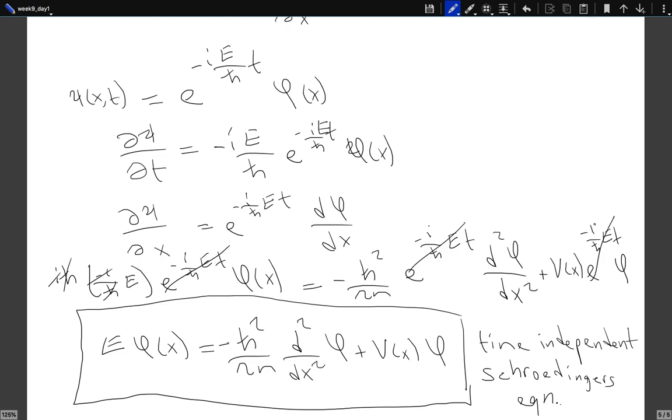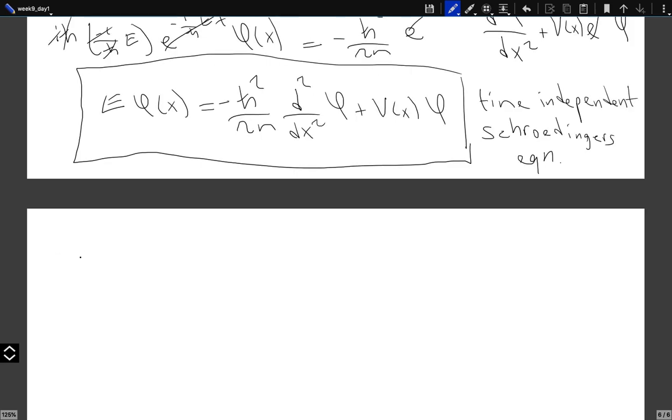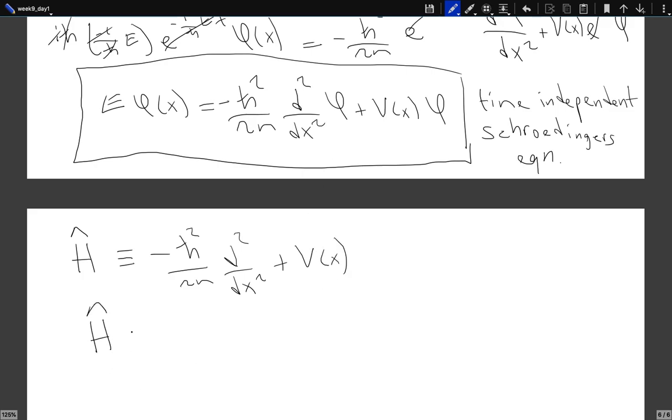Because if you look at this equation, this is essentially what's called an eigenvalue equation. If I define, let me call this H, I will put a hat on top, the H operator: minus h bar squared over 2m, the second derivative, plus V of x. The time-independent Schrödinger equation is this one. This is my time-independent equation.